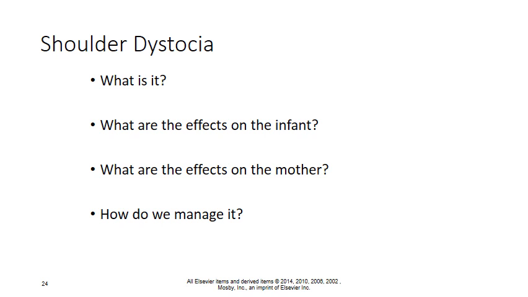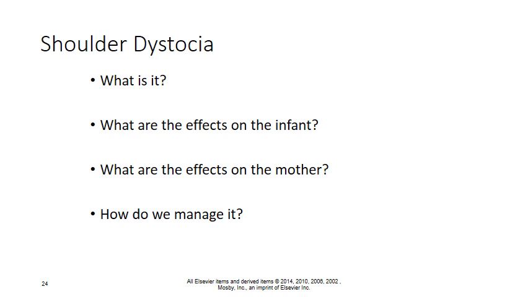So shoulder dystocia, what is it? We talked about it with the macrosomic baby. Basically what happens is the head is delivered, but the rest of the body cannot get out. Usually it's because the anterior shoulder is stuck underneath the pubic bone. That pubic arch might be a little bit too narrow.